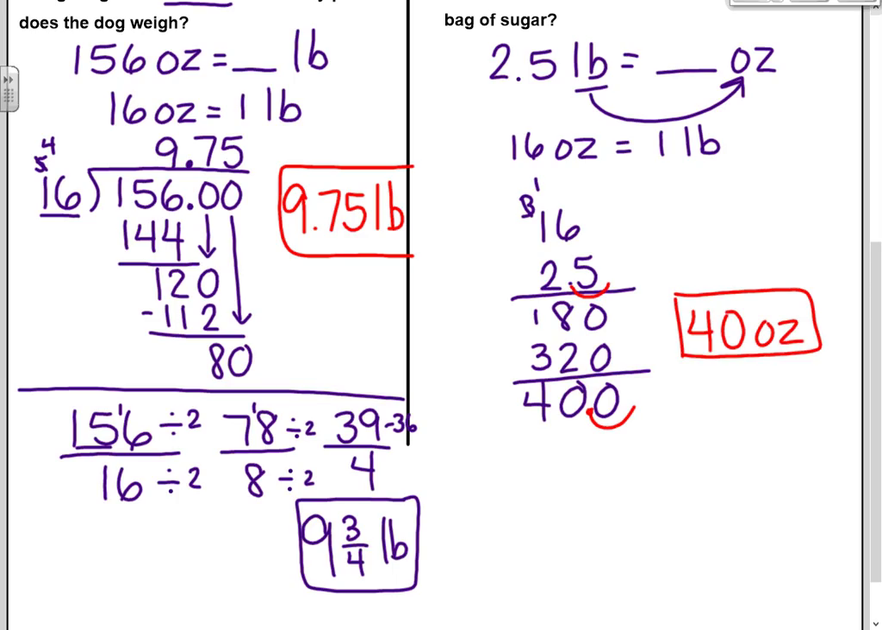For those of you who like learning tricks to do it in your head, if I do 2.5 times 16, I can simply do 2 times 16, which is 32, and then a half of 16, which is 8. Add them together, and lo and behold, you get the same answer, 40. That's how you do it in your head.